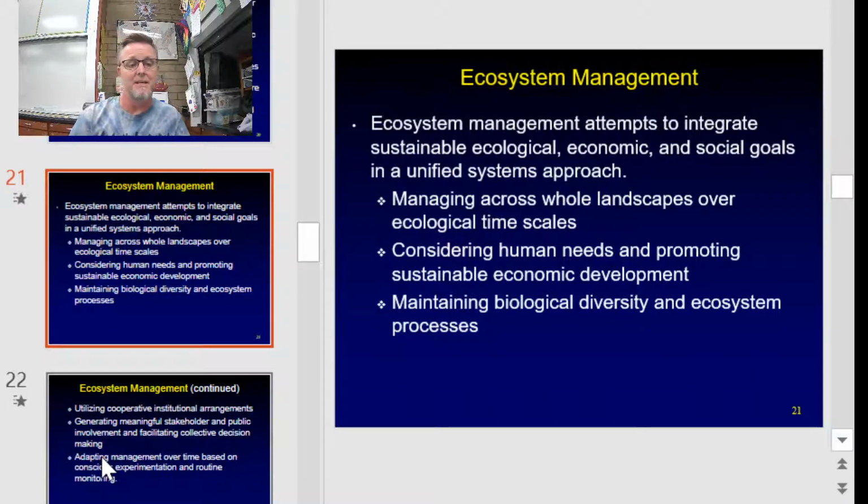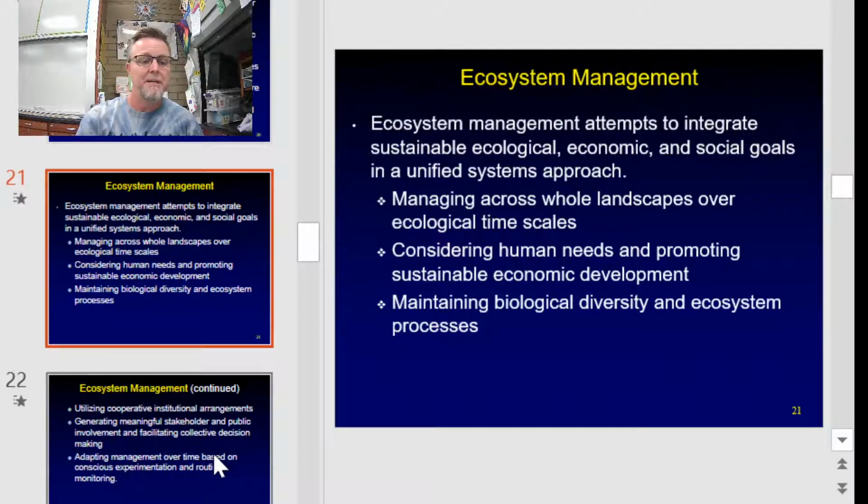So that brings us to the ecosystem management piece of all of this. Ecosystem management really attempts to integrate sustainable ecological, economic, and social goals in a unified approach to protecting the entire ecosystem as opposed to a single part. We're going to manage things across the whole landscape using ecological processes over ecological timescales. We have to take into consideration human needs and promote sustainable economic development. We want to maintain our biological diversity and our ecosystem process.